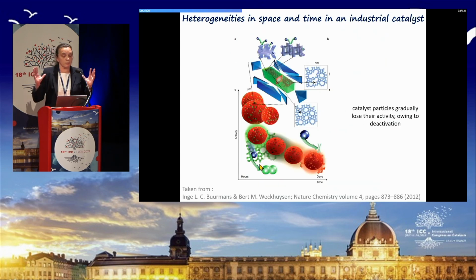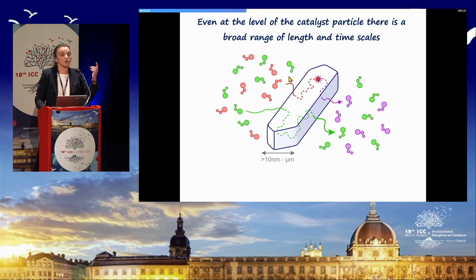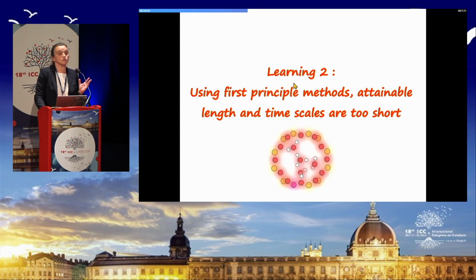Now, maybe to put things in perspective, I also want to show you this figure, which has been taken from a paper of the group of Bert Weckhuysen already a while ago, but very instructive, showing the spatial heterogeneities, both in space and time, for an industrial catalyst. So basically, we know that in reality, a catalyst particle like ZSM-5 is in a binder. And of course, when you deactivate the catalyst, this is a matter of hours, days even, so the time scales are much longer. Even if we restrict ourselves to the individual catalyst particle, like for example ZSM-5, also length and time scales are much too long compared to what we can simulate with the quantum mechanical methods. So basically, the next learning is that with first principle methods, time and length scales are too short.